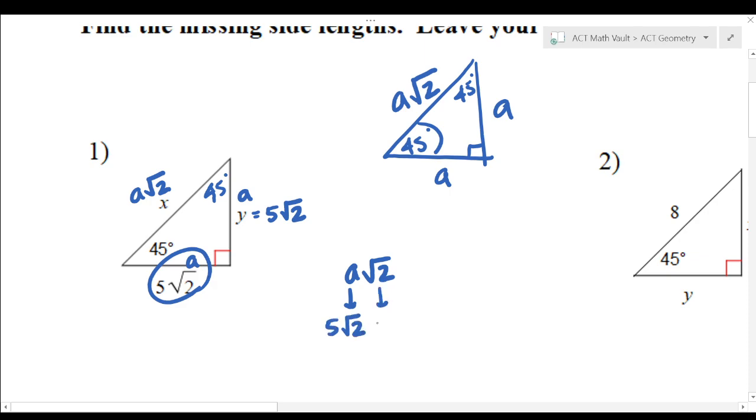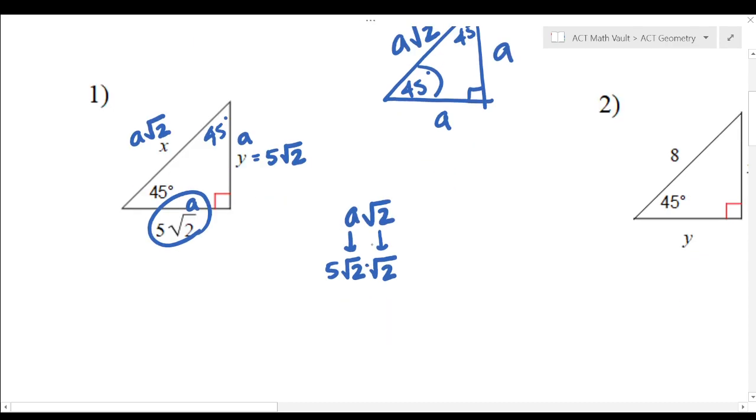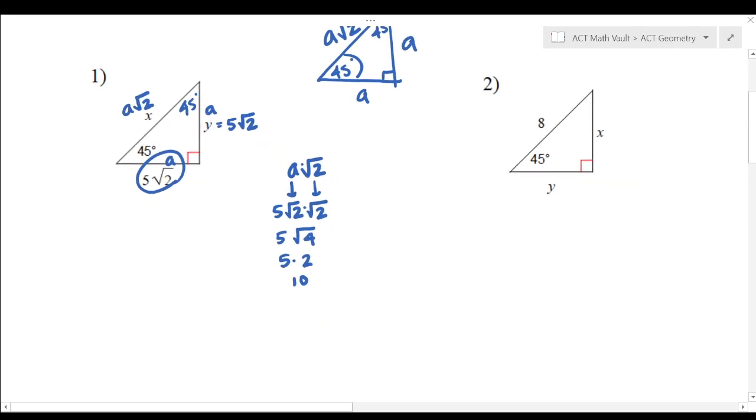But then we have to tack on another root 2, and we're multiplying. This is multiplication. So then this would be 5 root 4, which is the same thing as 5 times 2. And so our x is equal to 10. So moral of the story, x is equal to 10, y is equal to 5 root 2.